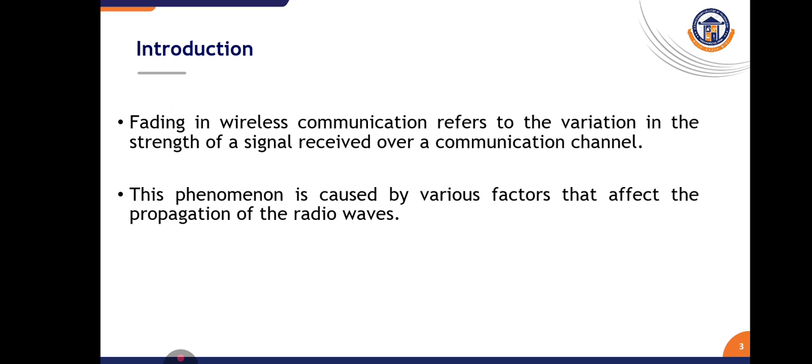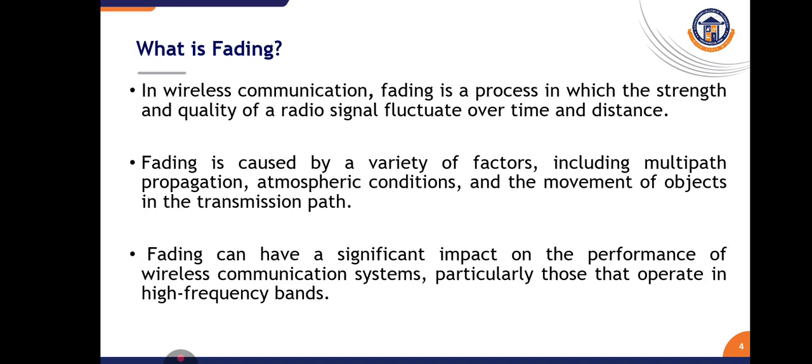Introduction. In wireless communication, the signals received over a communication channel have a variation in strength. This phenomenon is caused by various factors that affect the propagation of the radio waves. So in this topic, we are going to see about fading, how the fading occurs, and what are the types of fading. Everything we're going to see in this video.